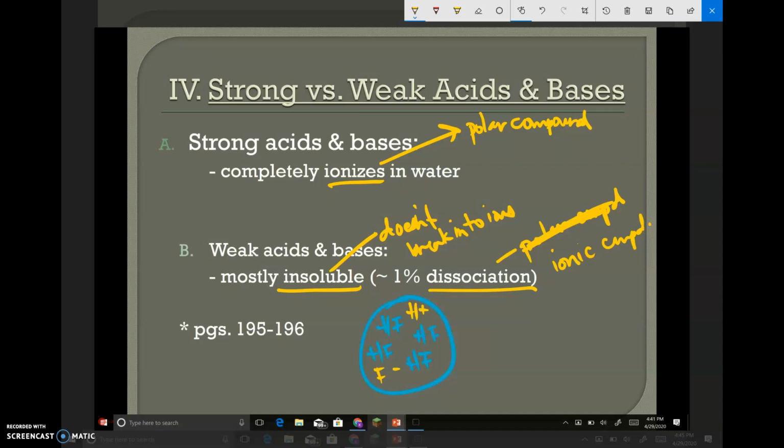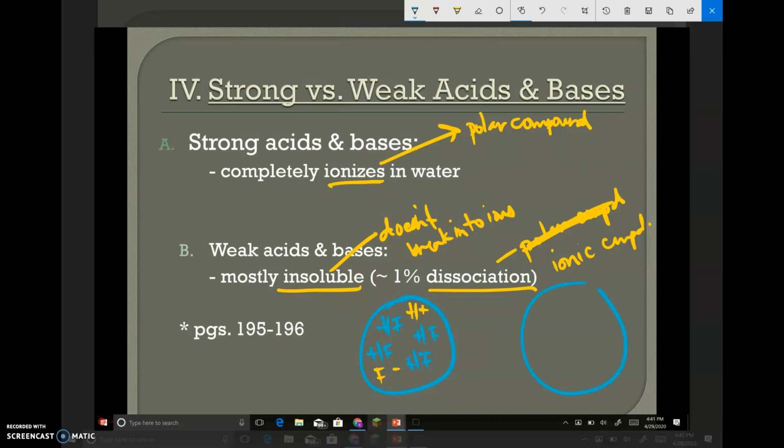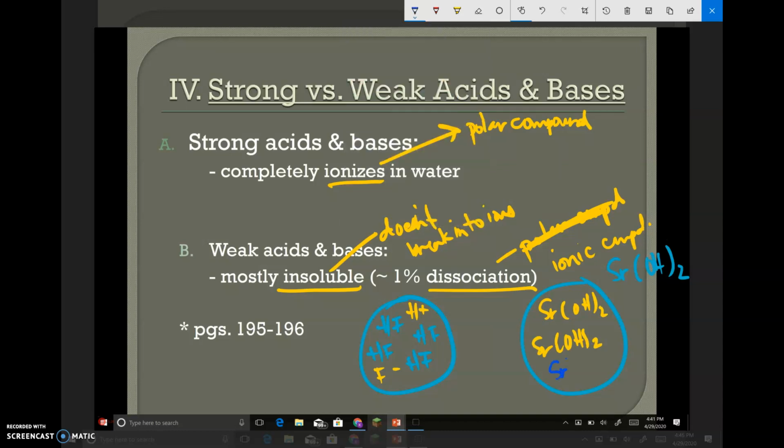So an example of a weak base would be strontium hydroxide, for example. So if we were to draw a structure of strontium hydroxide, it is Sr(OH)2. Most of them would just stay in its molecular formula. So you'd have a whole bunch of strontium hydroxide. You get the gist here. And then only about 1% will break apart into its ions. Right there.